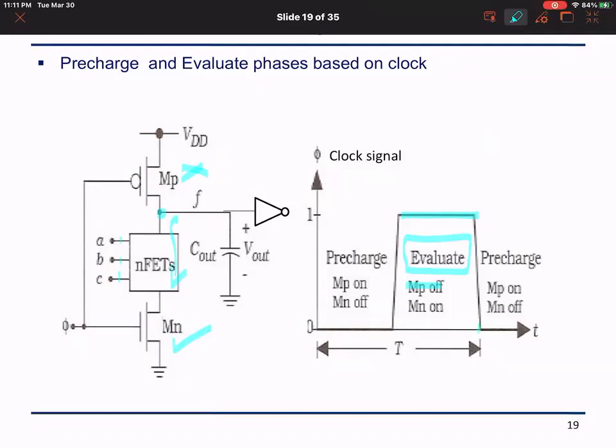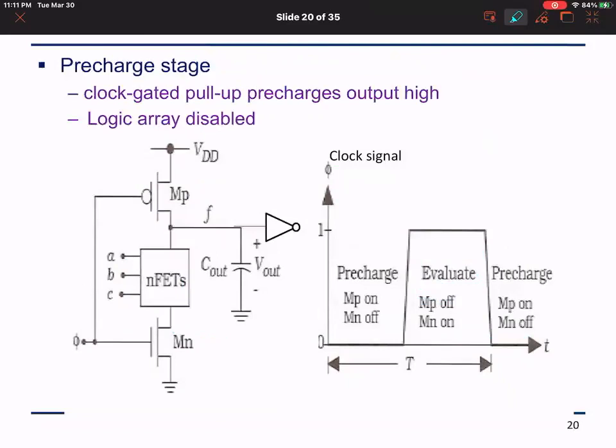Now, as the clock cycle repeats, the functionality repeats. Therefore, for the pre-charge stage, the clock gated pull-up pre-charges the output F to high, and the logic array is typically disabled by virtue of what we have mentioned, that if this is high, the output is low, and if these are arriving from other domino gates, this will also be low, and so the logic array will be disabled, meaning the logic block here will be disabled.